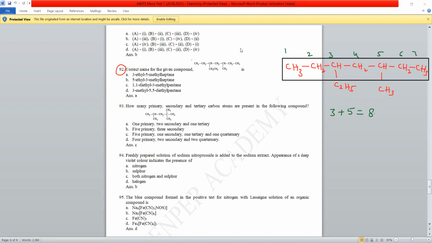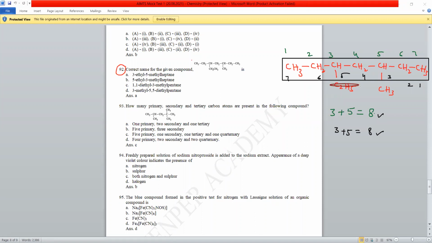So according to right to left numbering, I'm giving 1, 2, 3, 4, 5, 6, 7. If you go right to left also, the 3 position is there and the 5 position is there. So in both cases the lowest sum rule is the same. Whenever the lowest sum is the same, we have to check what substituents are attached to the parent chain.